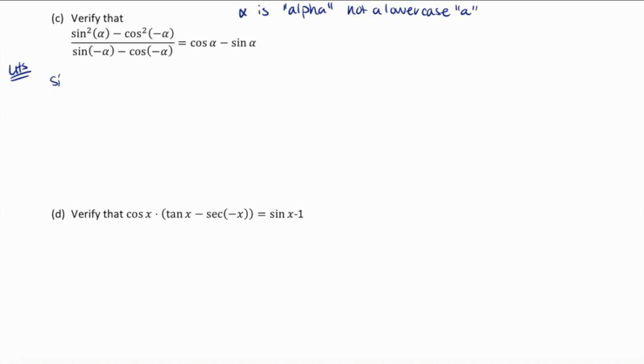We have sine squared alpha minus, and notice here I have a cosine squared negative alpha. What can I do with this negative? It does go away if you said that you're correct, because cosine is an even function. So this becomes sine squared alpha minus cosine squared alpha. Now what about down below? Sine is odd, so this becomes negative sine alpha minus cosine of alpha here because cosine is even.